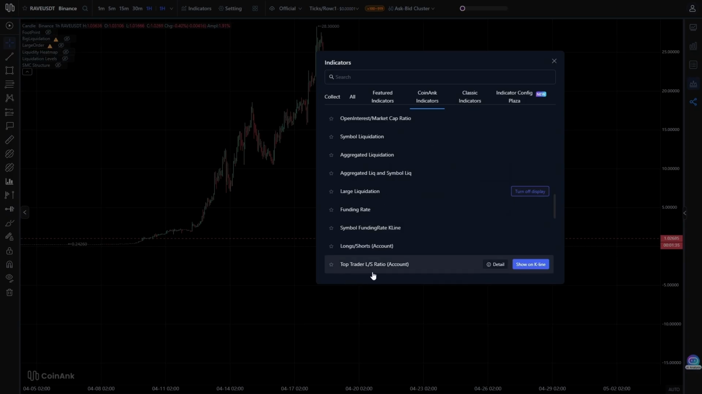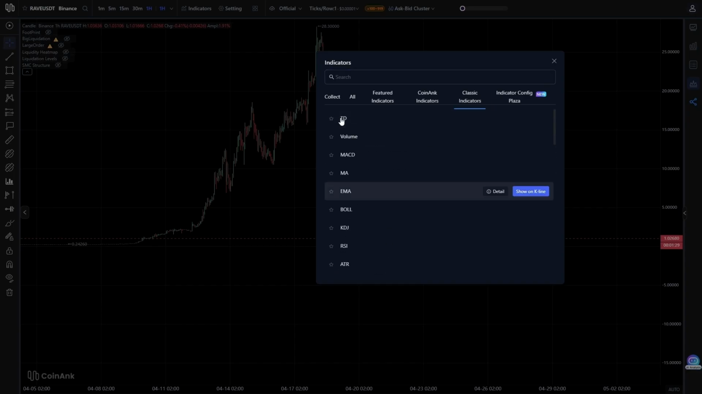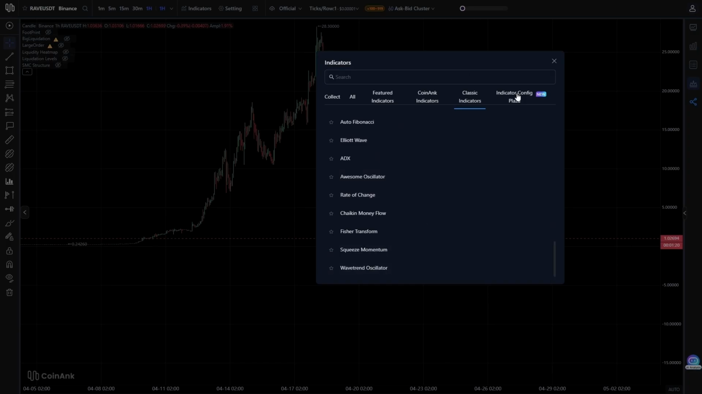You have the top traders ratios. Here you have all your classic indicators, like MACD, volumes, EMAs, Bollinger Bands, etc. Just scrolling through it so you can see, but you have all the standard indicators. And what's also new is this indicator configuration plaza.